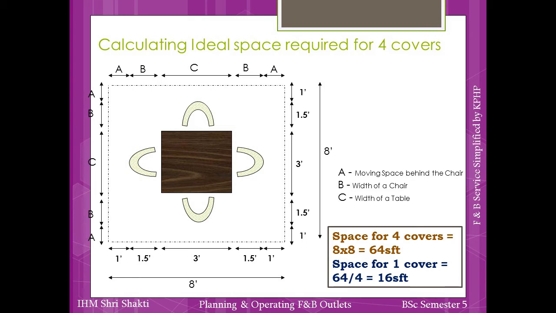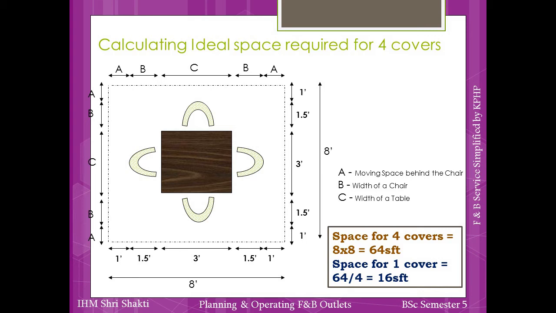This table of 4 is taking 64 square feet, a minimum of 64 square feet, to set 4 covers on it. Now, if you divide that by 4, you get the space for 1 cover, which on average requires 16 square feet per cover. That's the minimum space that is required for 1 cover.